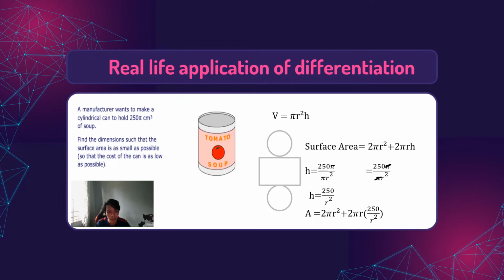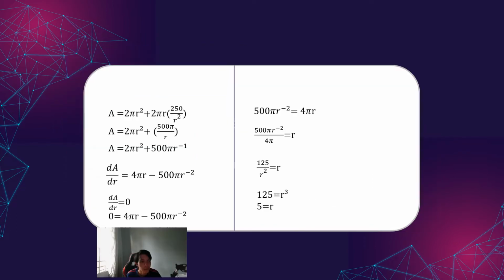We cancel pi out and we are left with h equals 250 over r squared. This is a temporary value for h now, so we bring it to the surface area equation and it will become 2 pi r squared plus 2 pi r times 200 over r squared. Now that we have our new equation, let's try to solve it.